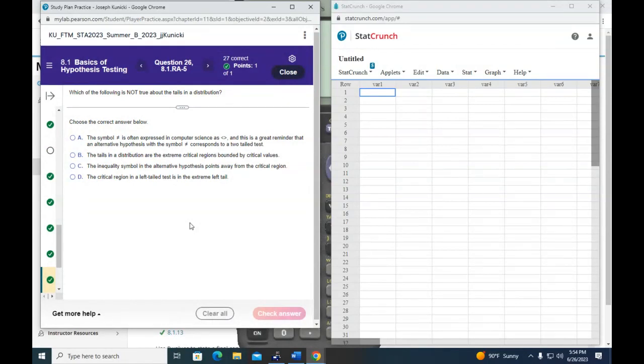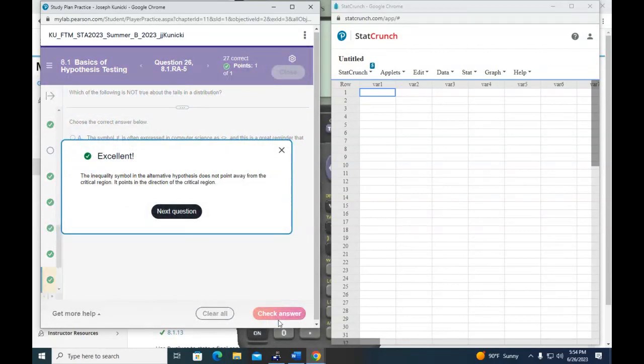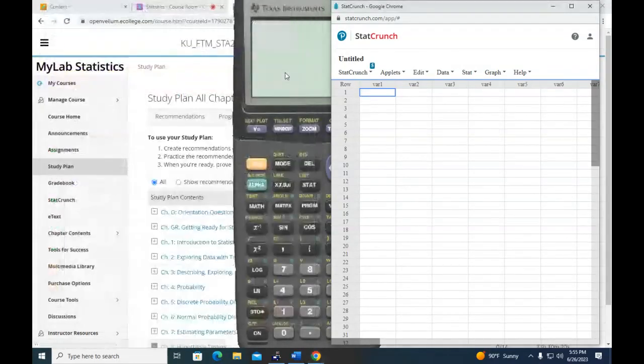Which of the following is not true about the tails in a distribution? The first one's true. You've probably never seen that, but that could mean not equal. I already discounted that one. Tails in a distribution are the extreme critical regions bounded by the critical values. Right. The inequality symbol in the alternative points away from the critical regions. No, because it points towards it, so that's the one that's wrong. And the last one was the critical region in a left tail test is the extreme left tail. That's what's nice about them. You see the points left, so you know right away you're on the right track. Okay, all right, so that's 8-1.